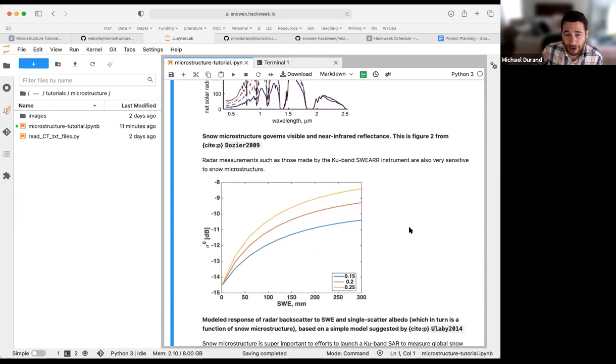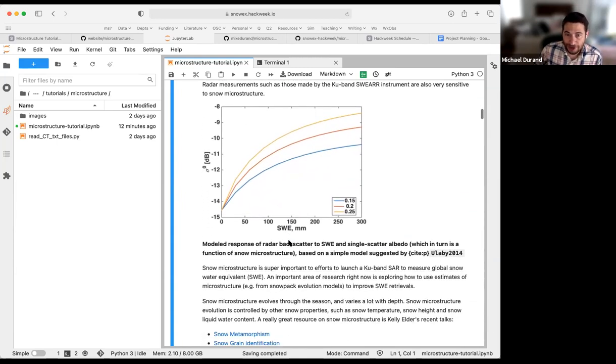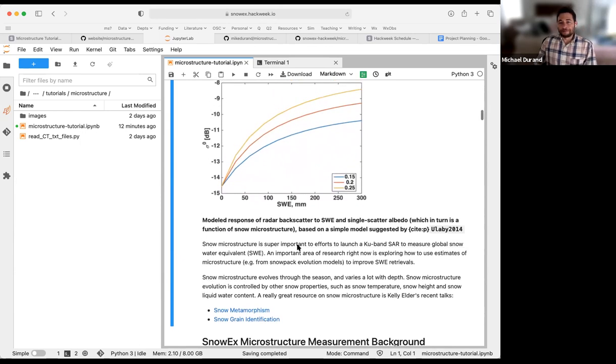That's visible near infrared. And you get a similar dynamic with radar. So SWISAR style radar, that higher frequency Ku band. In that context, these are 3 different single scatter albedos, which relate to grain size. You can see that the backscattered microwave radiation also is a pretty large function of the grain size. So it's really important to interpret these.